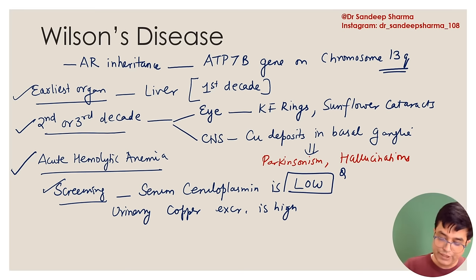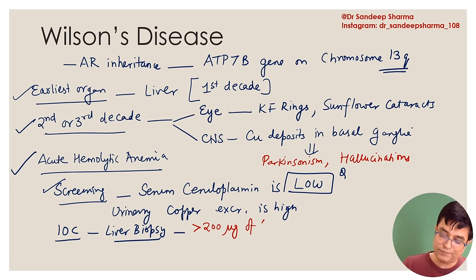What is the investigation of choice in these patients? The investigation of choice is liver biopsy. And on liver biopsy, we do quantitative hepatic copper estimation. If you find more than 200 micrograms of copper per gram of dry hepatic tissue, that is considered to be diagnostic of Wilson's disease. And what is the treatment in the patient? You need to do chelation therapy.